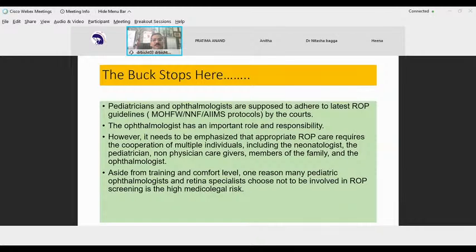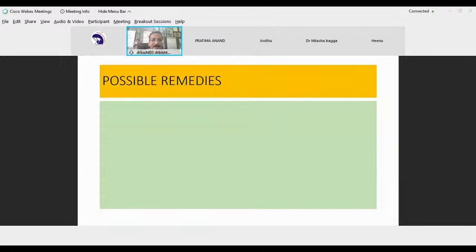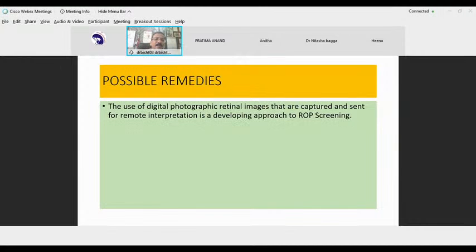multiple individuals like nurses, doctors, physicians, non-physician caregivers, some social workers. They all need to be a part of that, apart from training and comfort level. This is a problem. Many ophthalmologists and retina specialists do not want to do this because of the risk of litigation. I have faced it myself in my place. They were not ready to do it.